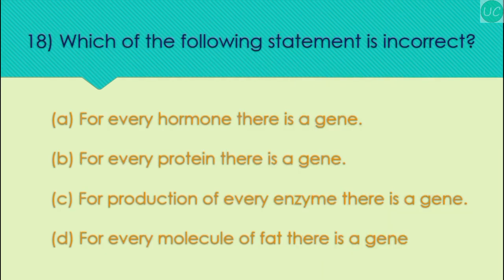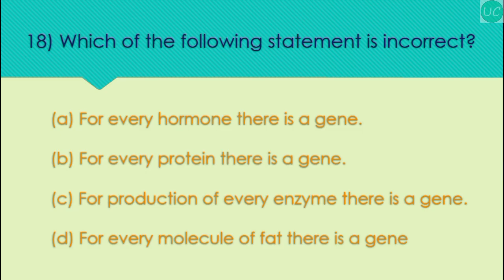Okay, our next question is, which of the following statement is incorrect? So option A, for every hormone there is a gene. So this is correct. Majority of hormones are either proteins or protein derivatives, and for proteins there is a gene. So option number B is also correct. For every protein there is a gene. Option number C, for production of every enzyme there is a gene. So this is also correct. Majority of enzymes are protein, and for protein there is a gene.